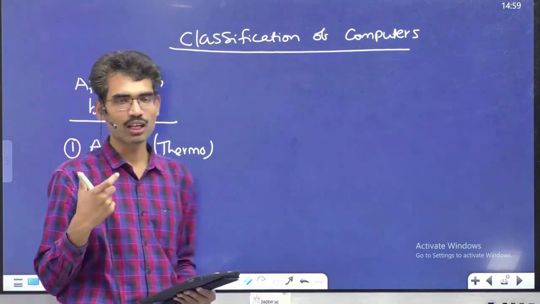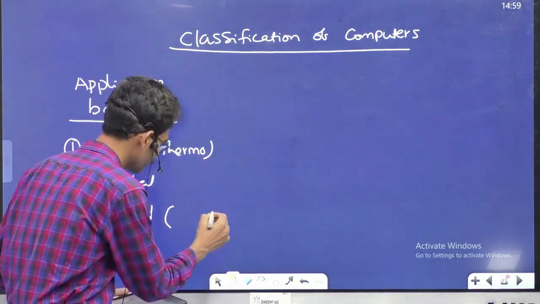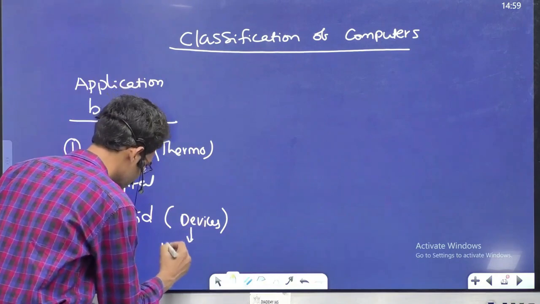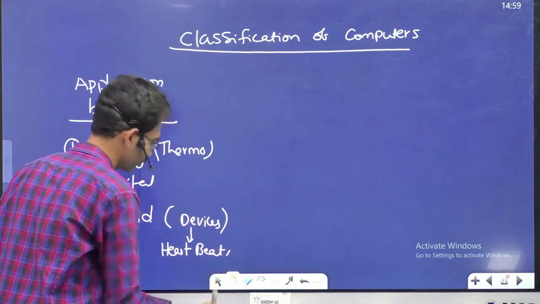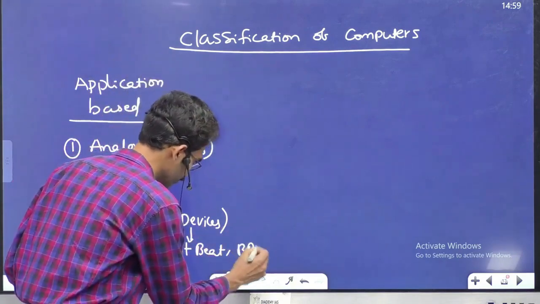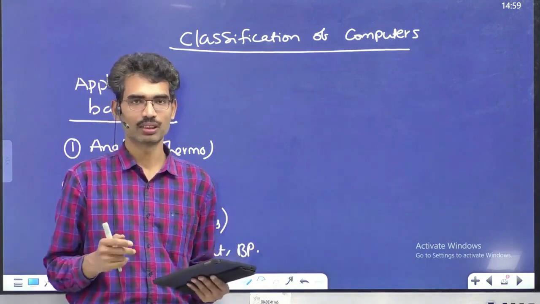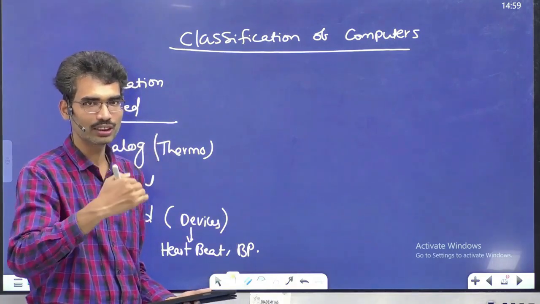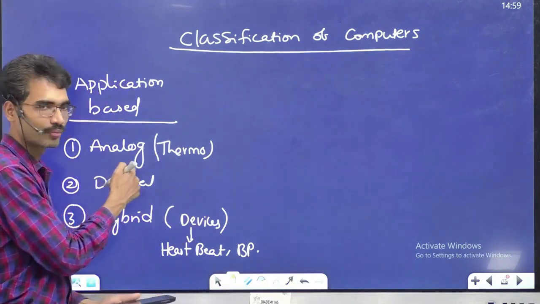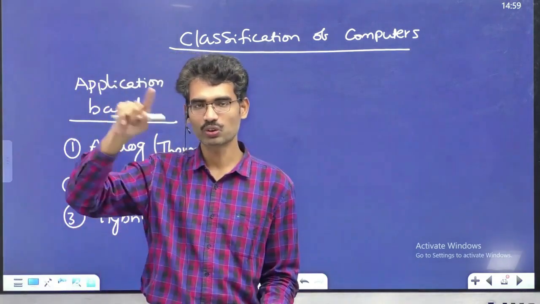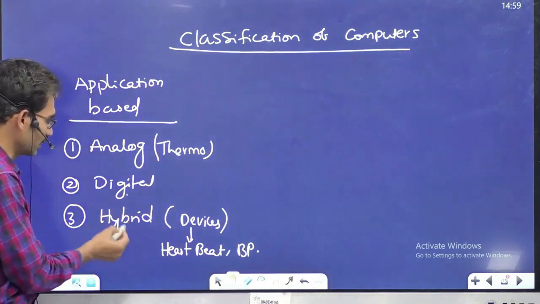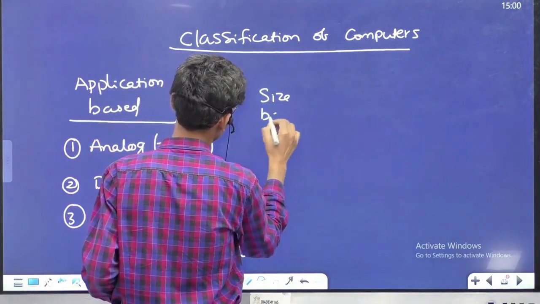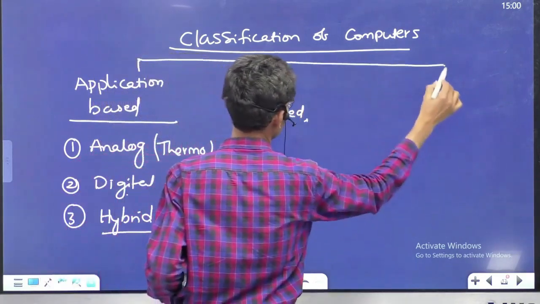When it comes to hybrid, suppose you go to hospitals, there are devices that track heartbeat and blood pressure. You will find a hybrid nature, because heartbeat, temperature of the patient, and blood pressure need to be tracked continuously. Whenever continuous tracking is required, that becomes analog. Finally, it is converted into ones and zeros and shown as different kinds of output. They become digital. So hybrid nature: analog, digital, application based. Now if you take size based, these are different types of classifications.